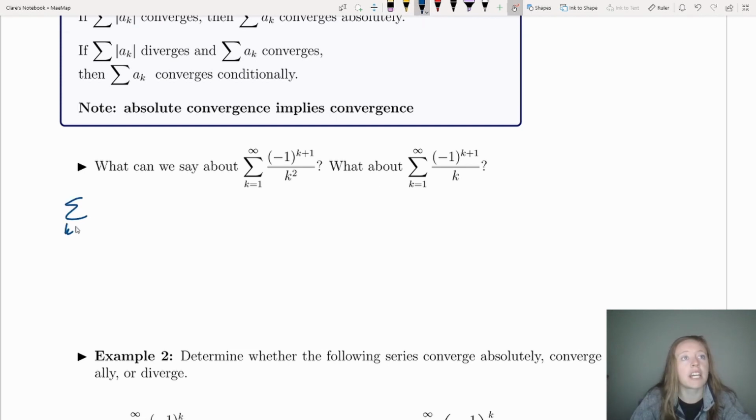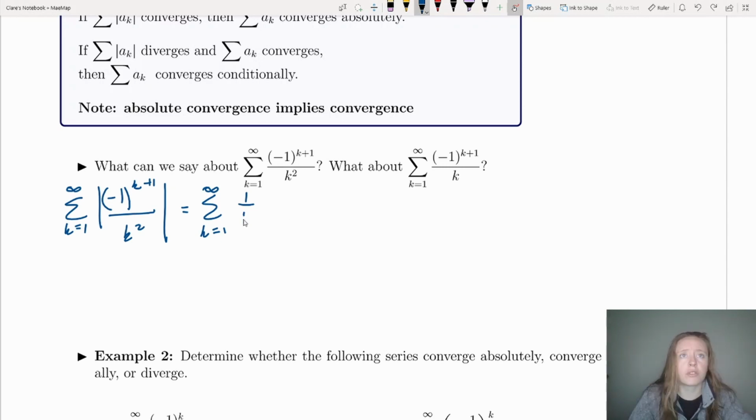Now, if I was to take the absolute value of this series, I would get the summation of k equals 1 to infinity of 1 over k squared. So what do we have? Does this converge or diverge? Do you know off the top of your head? If not, we should practice this, because what do we have here? We have a p series. 1 over k squared is a p series with a p-value that's equal to 2.